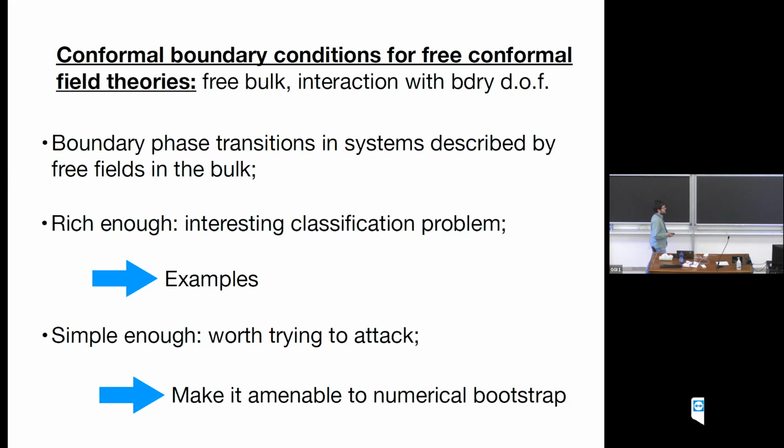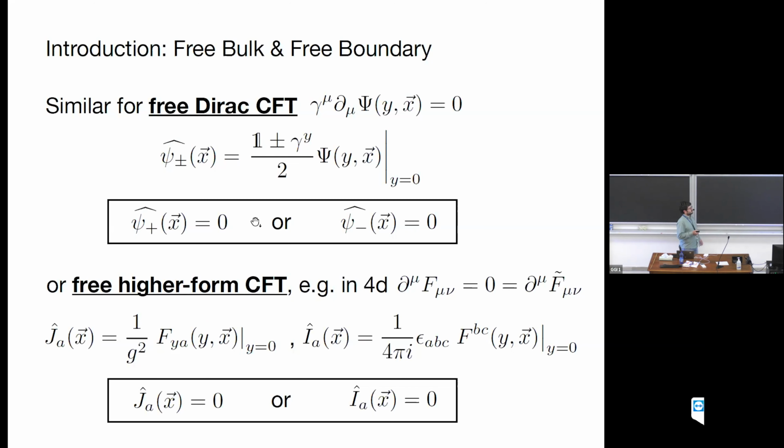There is a very similar story if I consider other kinds of free bulk theories. For instance, if I do a free Dirac fermion, I would still have 2 modes. This might sound familiar from AdS/CFT. It's a very similar story. We always have 2 modes at the boundary. And these would be the 2 chiralities of the fermion when we restrict it to the boundary.